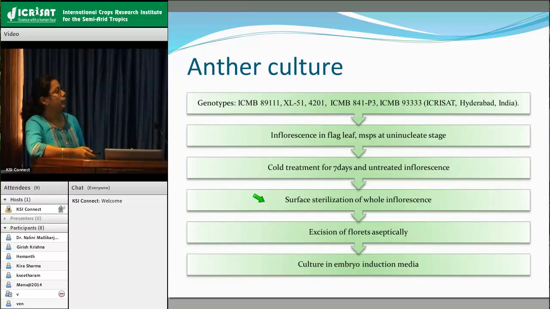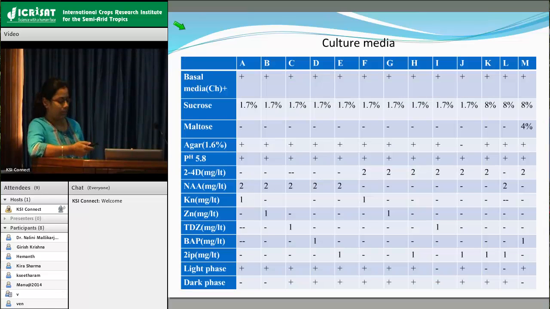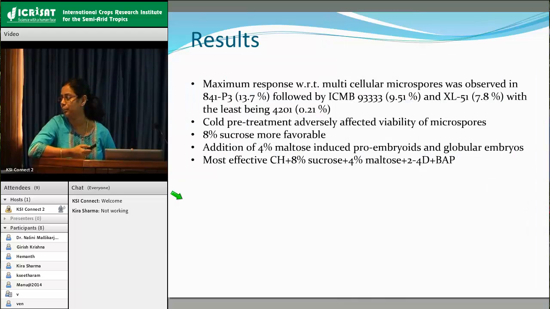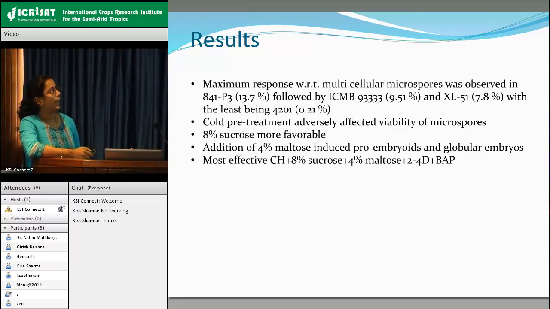These are the different media combinations that we have used, predominantly having a combination of 2,4-D and NAA with other cytokinins, kinetin, zeatin, thidiazuron. Unfortunately, cold treatment has destroyed my cultures. Most of the anthers turned brown within a week. The anthers are supposed to emerge out of the florets, and they turned brown within a week. It was unresponsive. So I have gone ahead with my experiments with untreated inflorescence, and 8% sucrose was most favorable.